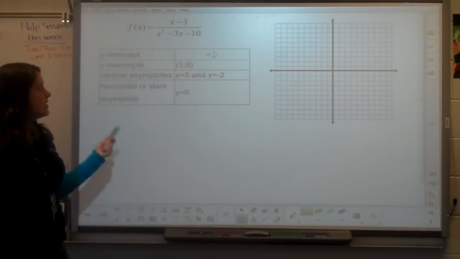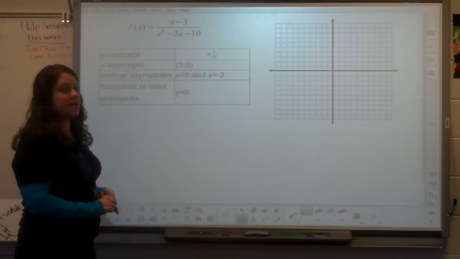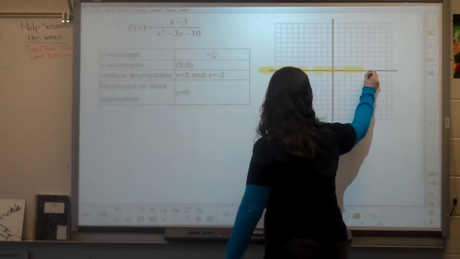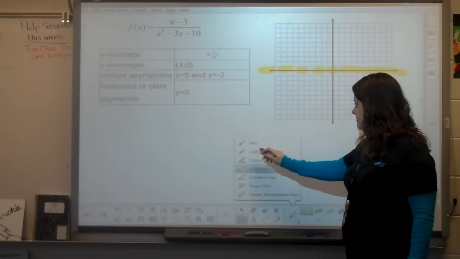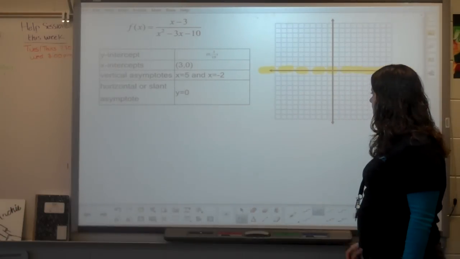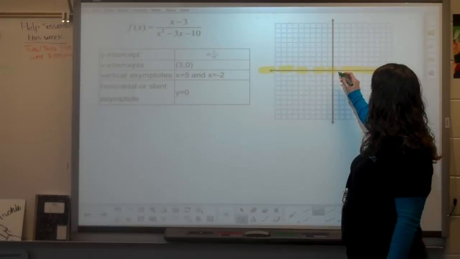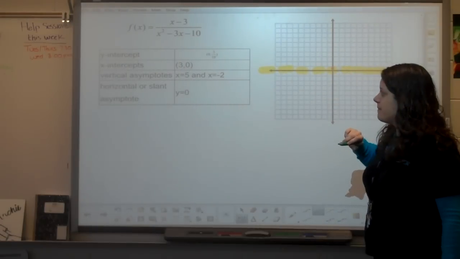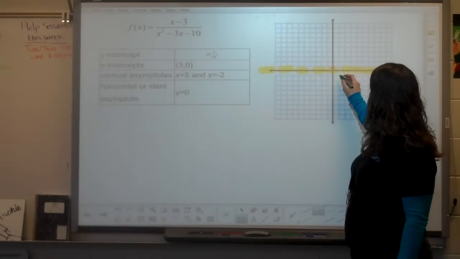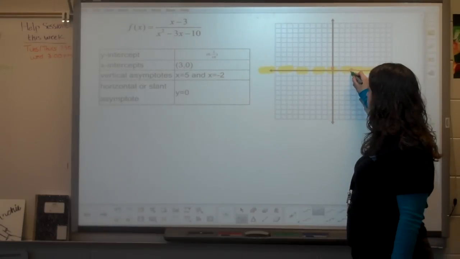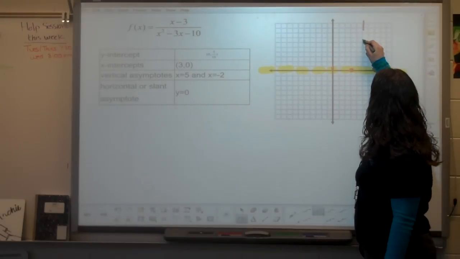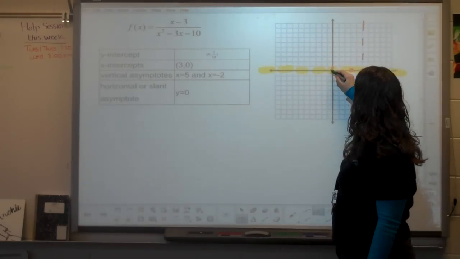Alright, so going back here, the bottom can't divide into the top. So I have this horizontal asymptote of y equals 0. Let me switch back to a pen. Then I have my y-intercept of (0, 3/10), so it's going to be between 0 and 1. I have an x-intercept of 3, and then I have a vertical asymptote of 5, and one of -2.